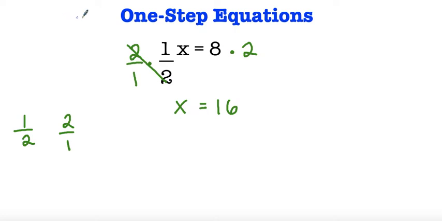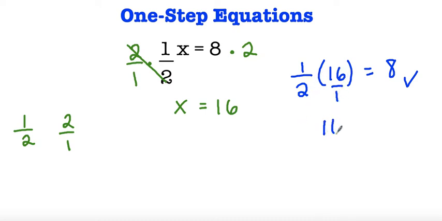And if I want to go back and check my work, all I have to do is a half times 16. So half of 16 is equal to 8. So that's how I know this is true. And if I wanted to solve this out, all I would have to do is write 16 over 1. 1 times 16 is 16. 2 times 1 is 2. 16 divided by 2 is 8. And that's how we know our equation is true.